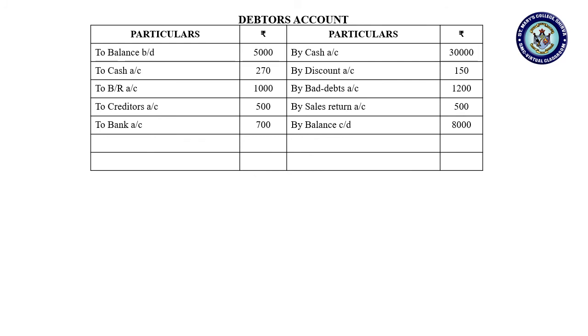Now the total is 39,850. Now you calculate what is the credit sale value. So calculate the credit sale value. So your credit sale value is 32,380. So this is the debtor account. So you calculated what is the credit sale value.